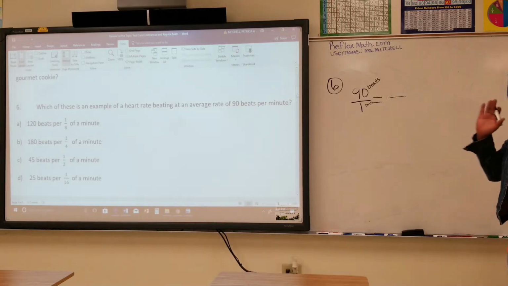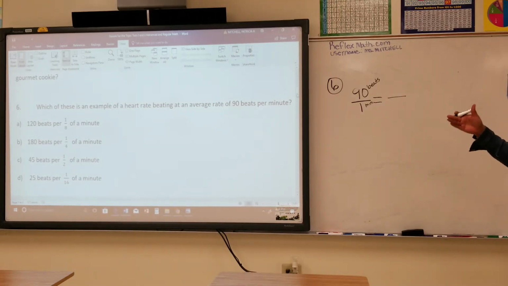Now, what you'll need to do is go through these options, okay? Now, you have fractions here. I always tell my students, and I follow the same thing, I don't like looking at fractions. And if you don't, then turn them into decimals, okay? So, let's look at these. Let's go with C. C says 45 beats per half of a minute.